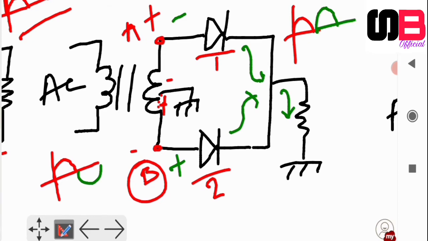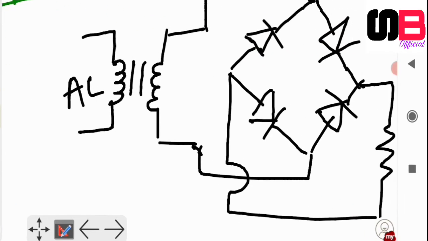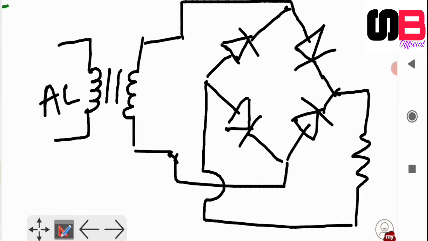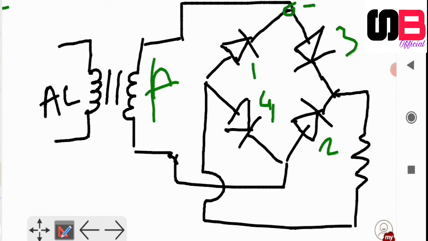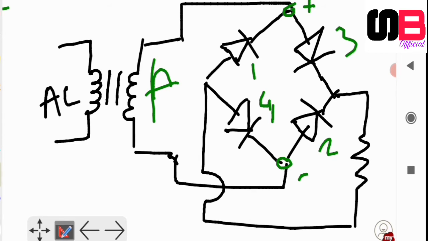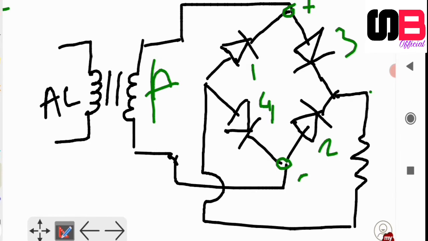Another way of full wave rectification is the bridge method. In the bridge method, we use 4 diodes. Whenever the positive cycle comes across the secondary, this point is positive and this point is negative. So diode 3 will conduct as forward biased and diode 4 will conduct as forward biased. So across the load, this point is positive and this point is negative.